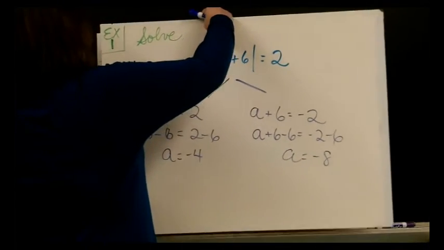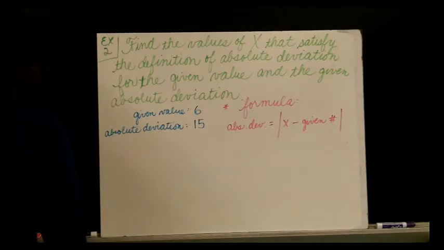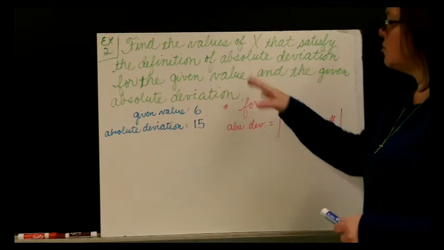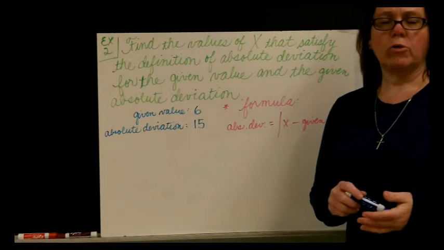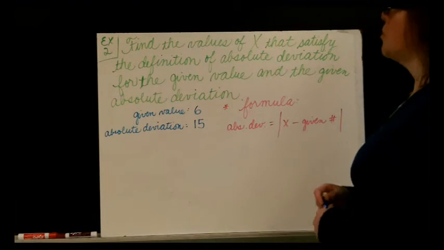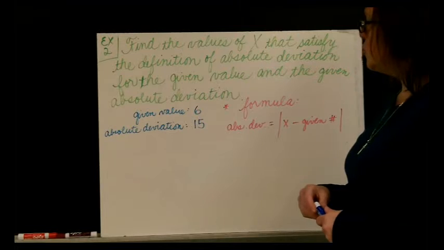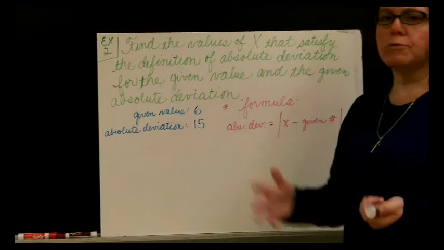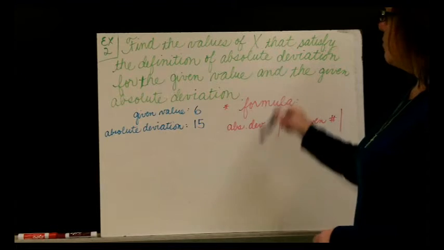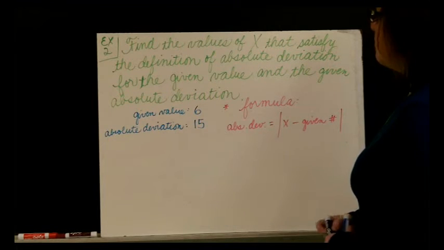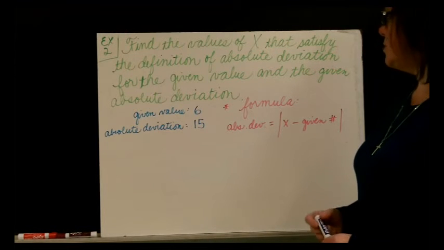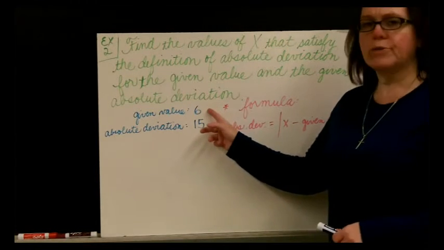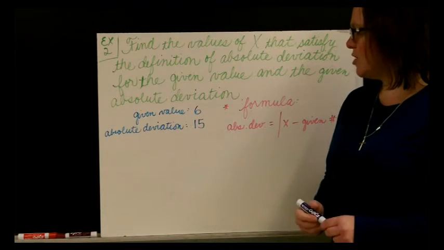Let's try another one. Now, the reason I wrote these directions exactly this way is that this is the way you'll see them when you are working in your textbook and when you're working in your workbook. And so I wanted you to know exactly where to reference if you were having trouble solving this. Find the values of x that satisfy the definition of absolute deviation for the given value and a given absolute deviation. So here our given value is 6, and our absolute deviation is 15.